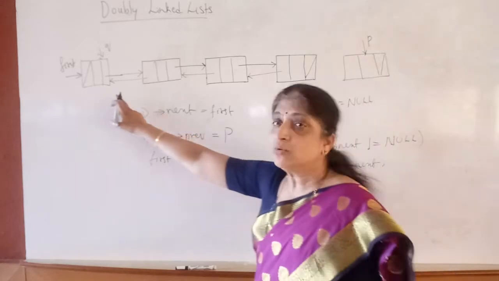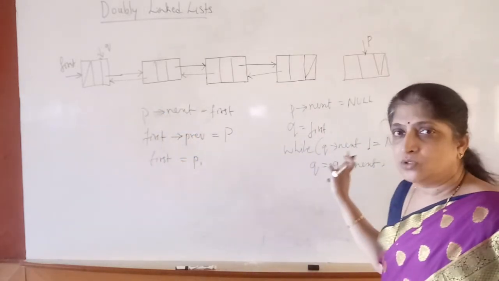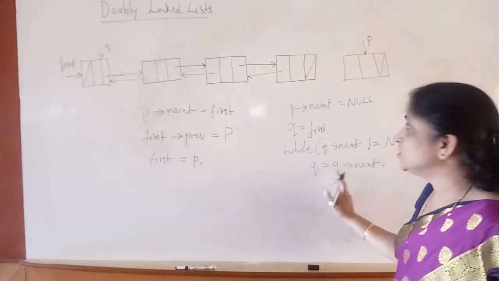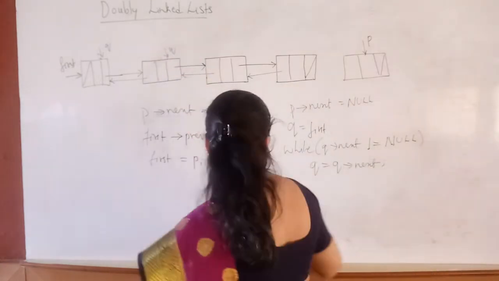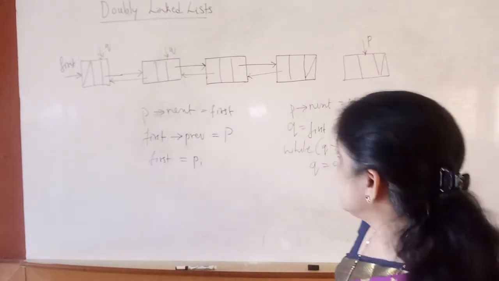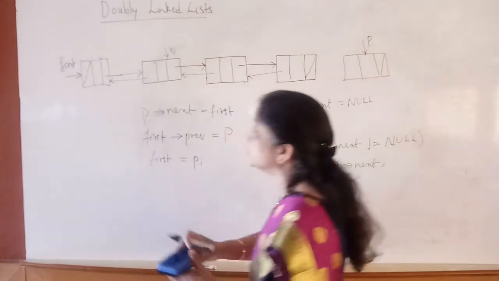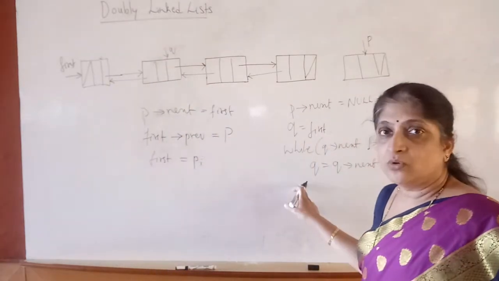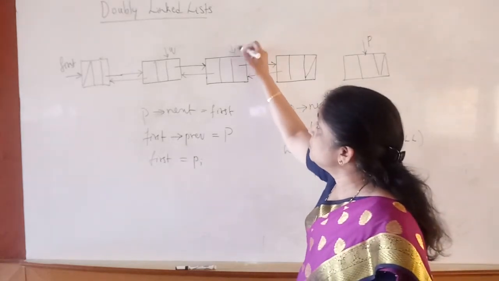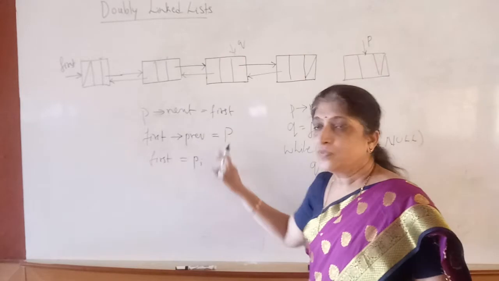Now Q is pointing to this node. Q next is not equal to null is true. So we perform Q is equal to Q next. Now Q starts pointing to the next node here. Then is Q next not equal to null? Yes. Now also Q next is not equal to null. Control enters into the loop. So I make Q is equal to Q next. So Q is now pointing to the node here.